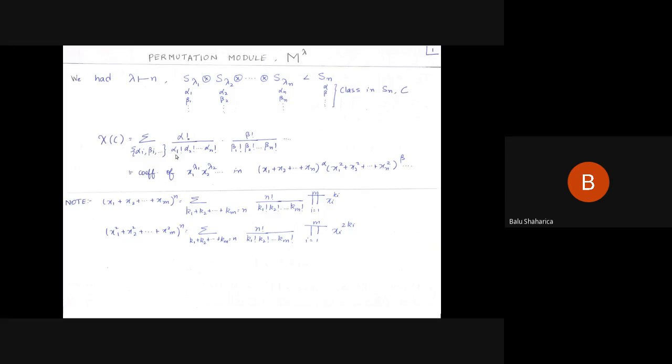And so the compound character was given by this factor, where alpha, beta, and gamma basically define a class in Sn, and this basically is a coefficient of x1 to the power lambda 1, x2 to the power lambda 2 in a multinomial which looks like this. And here is the general definition for multinomial expansion, and why I'll get the coefficients as these numbers.